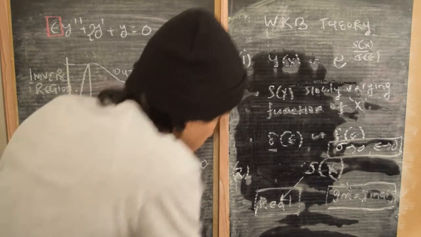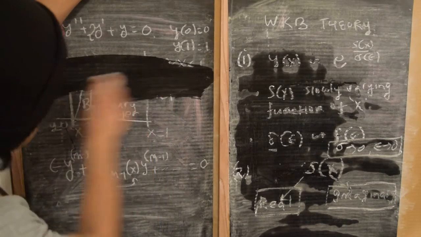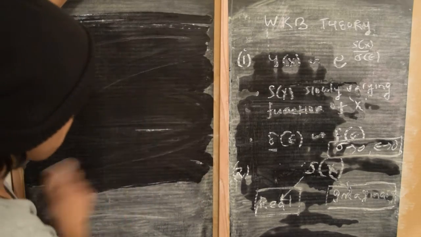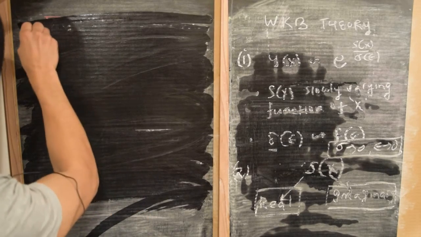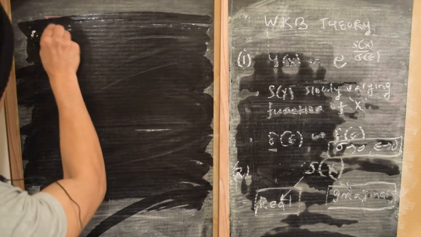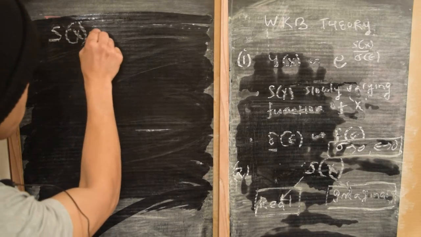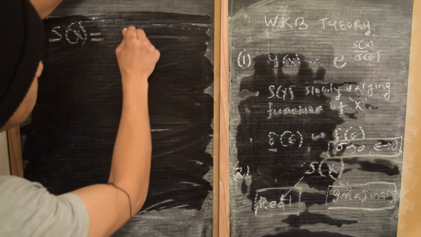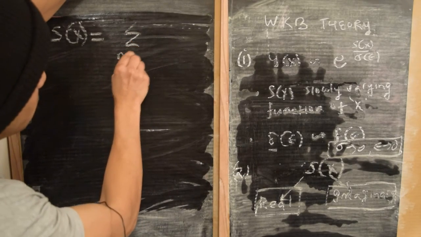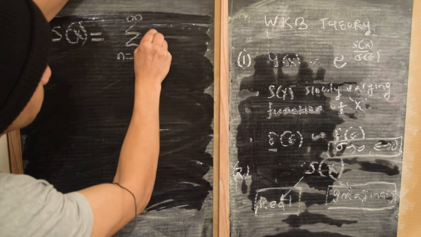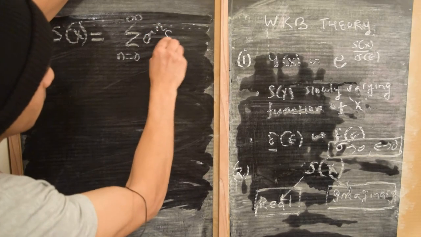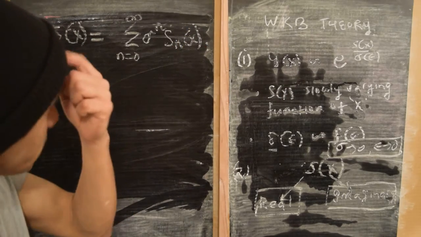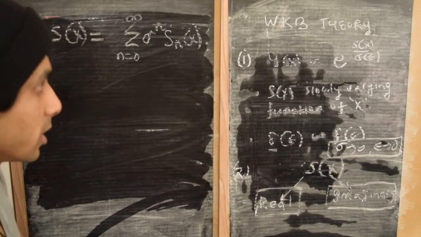So the idea now is as follows. We'll take S of x, which is a slowly varying function of x, and expand it in a power series in powers of delta. So we write S of x as the summation, n goes from 0 to infinity, of delta to the power of n times S_n of x. So we'll assume that S of x can be expanded in a power series in this form.